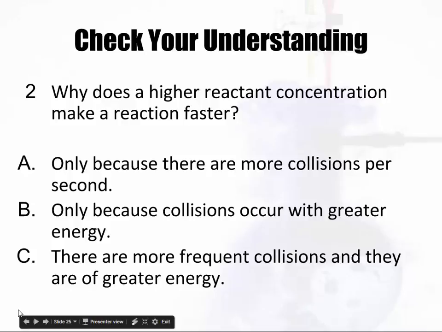Okay, question 2. Why does a higher reactant concentration make a reaction faster? Is it A, only because there are more collisions per second? B, only because collisions occur with greater energy? Or C, there are more frequent collisions and they are of greater energy? So the answer should be A, only because there are more frequent collisions per second. So changing the concentration only changes part 1 of our collision theory. More reactants must collide. And so the more you have there, the more collisions there are going to be.